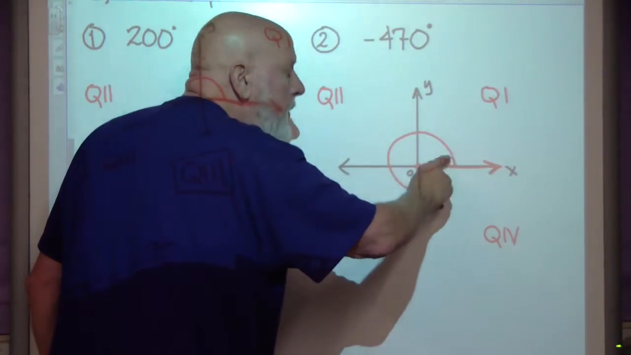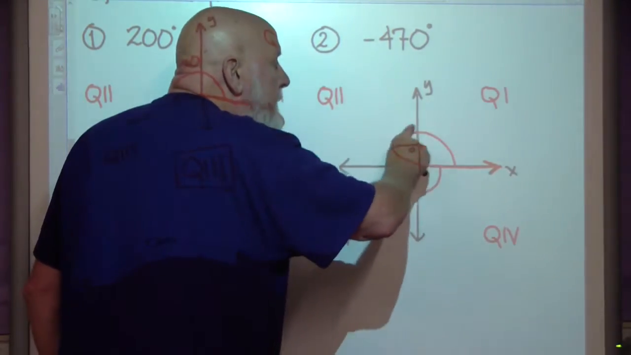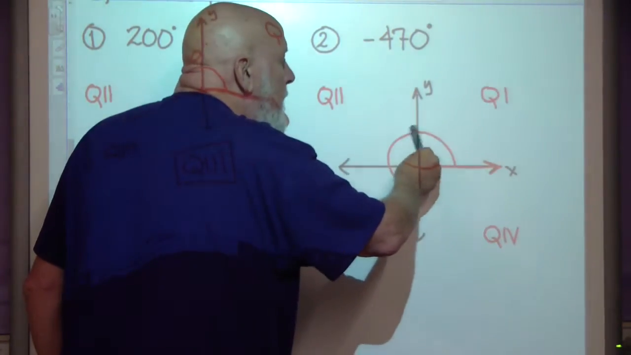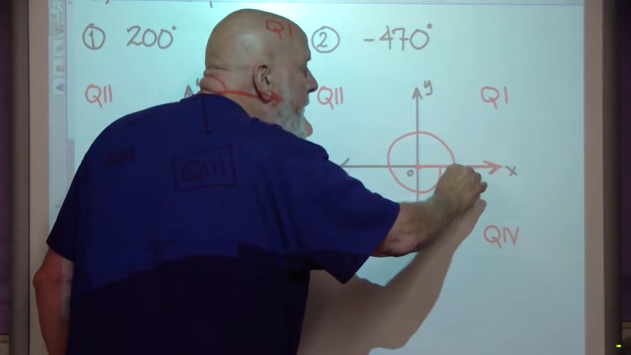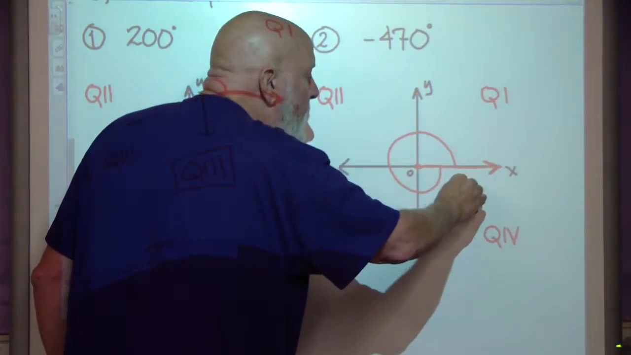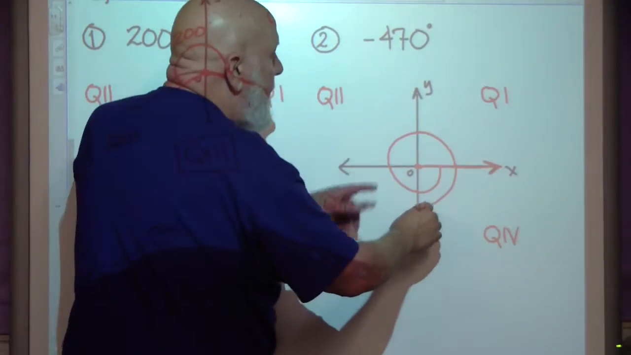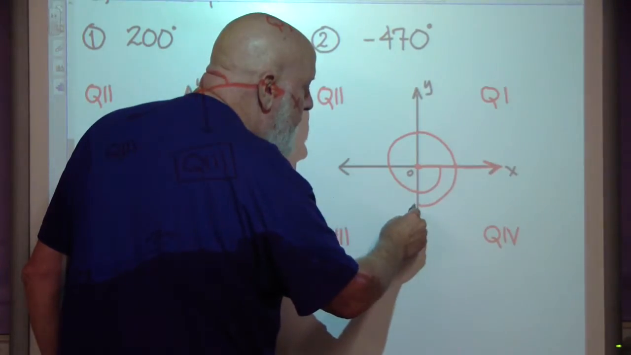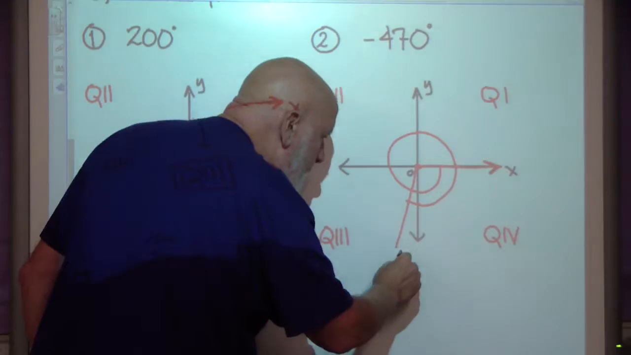Just one. The negative sign indicates the direction of rotation. I'm going like this. Here's 360. If I go 90 more, that would be 450, negative 450. Now I've got to go 20 more to get to negative 470. So it'd be something like this.